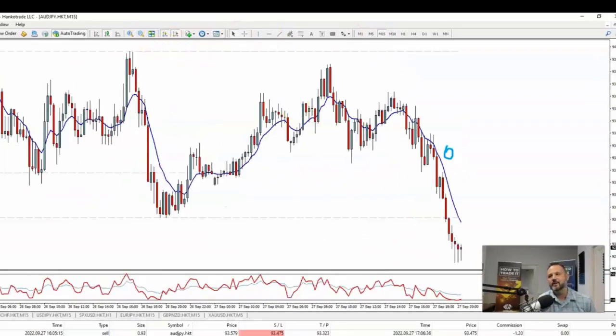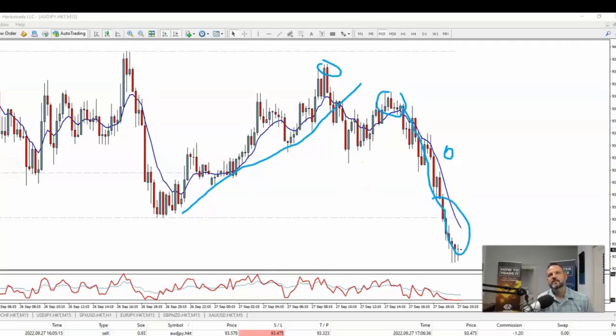And look what happened. We had it. We got our rejection here. This trend line broke. We came back, we retested it, and we had a big move. So where was my entry? Let's go find out where my entry was.